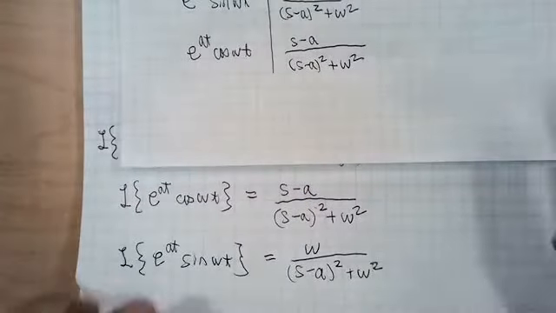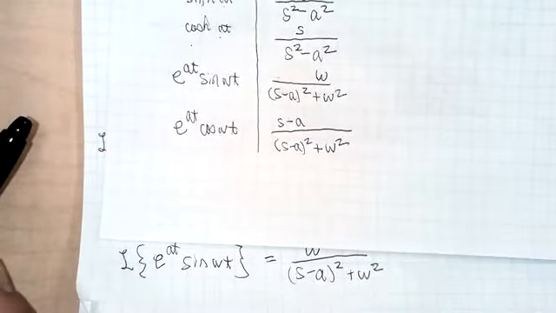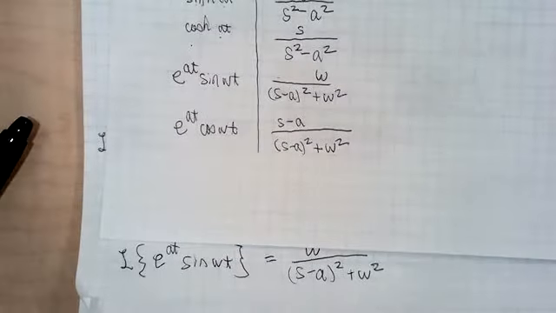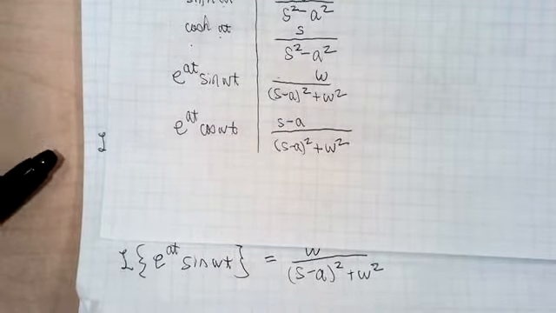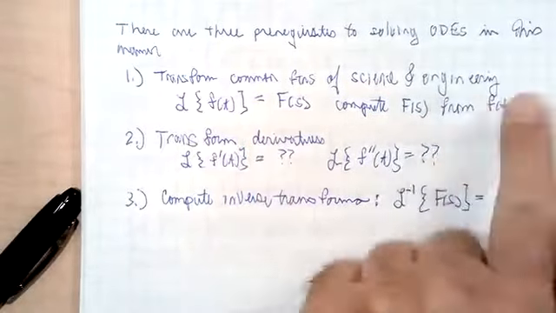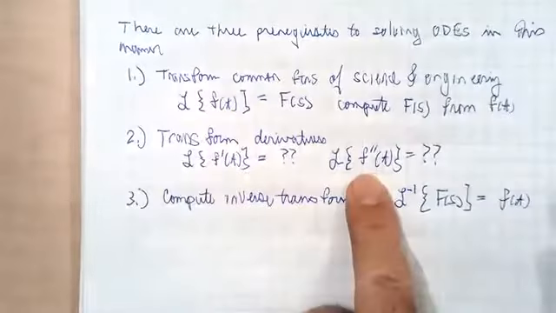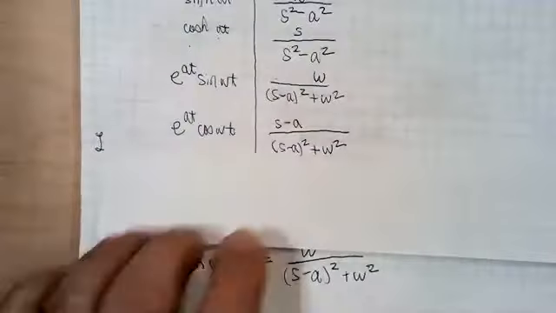Okay, so there's the completion of our basic table. And I did announce a plan way back at the beginning. What we need to know is how to transform some common functions of calculus, science, and engineering. And we just got that done. Now we need to know how to transform derivatives. Turns out that's much easier. And a good thing, because we don't have that much time.